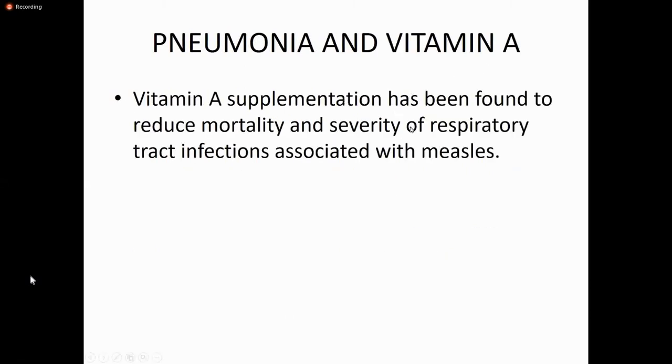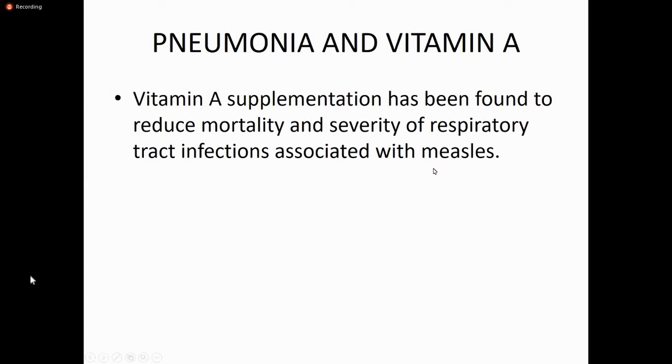Okay, now the role of vitamin A. Vitamin A supplementation has been found to reduce morbidity and mortality of severe respiratory tract infection associated with measles. We know that measles is a very deadly infection. In our part of the world, children are malnourished, and when they acquire measles, they become more malnourished as a complication of measles, their immunity decreases, and they develop a lot of complications post-measles. So vitamin A reduces the morbidity and mortality in children who develop pneumonia, especially after infections like measles.